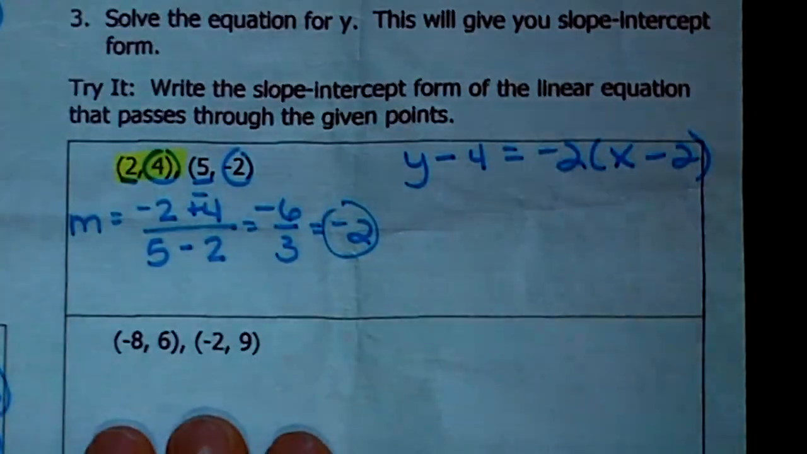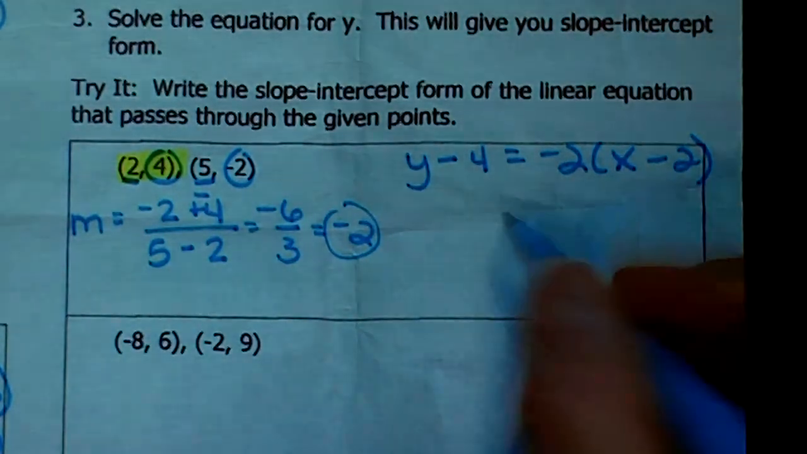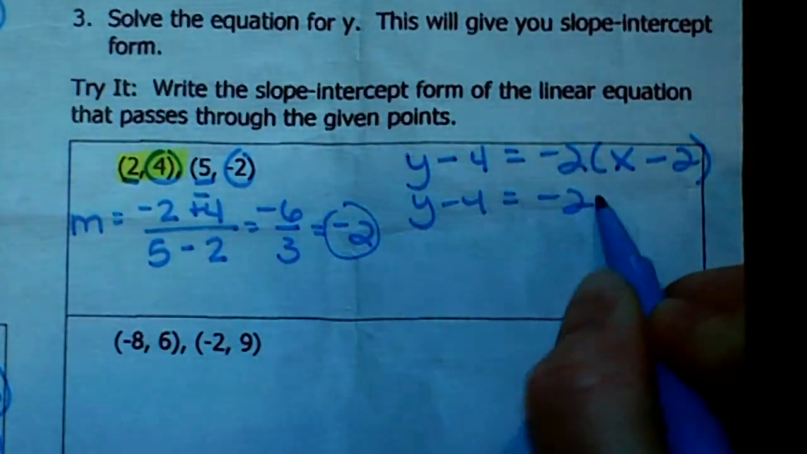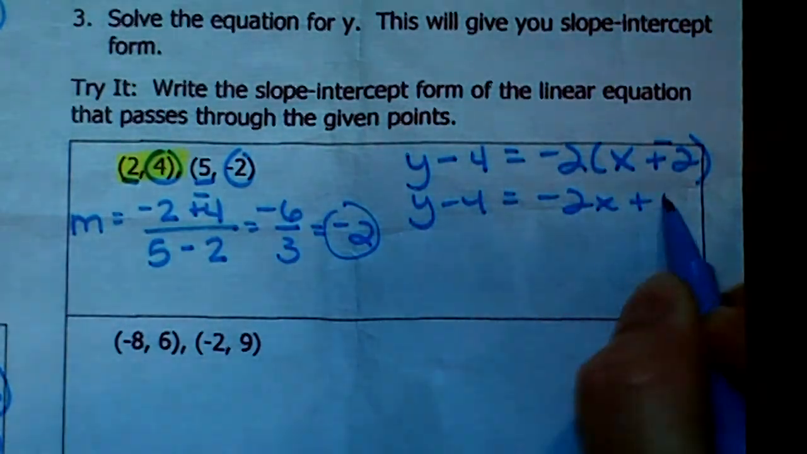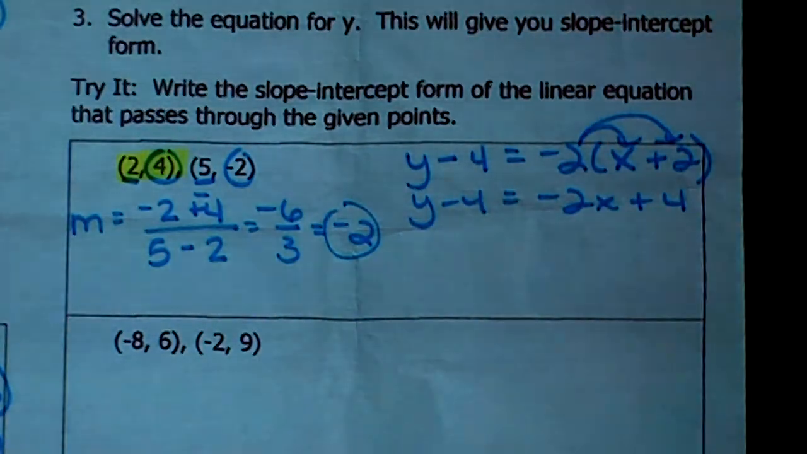So now I have this equation. What I want to do is take this equation and write it in slope-intercept form. So we see parentheses here. First task, get rid of those. So it's -2x plus 4. All I did was take -2 times x and -2 times -2.